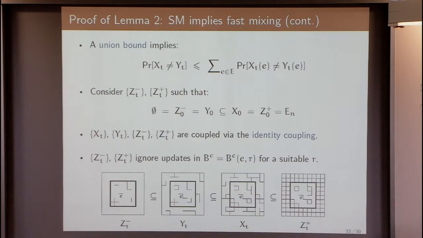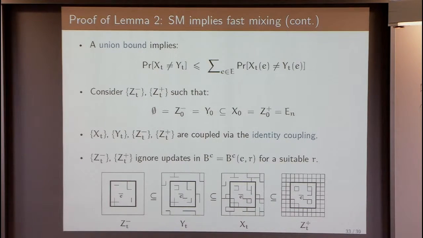Okay, so our goal is to bound the probability that X_t is not equal to Y_t. For that, by union bound, we can try to get a very good bound on the probability that X_t and Y_t disagree in each edge. To bound this probability, we will consider two additional processes, C_t minus and C_t plus. C_t minus will start from the empty configuration, just like the Y copy, and C_t plus will start from the complete configuration, just like the X_0 copy. The four copies are going to be coupled with the identity coupling. The only difference is that C_t minus and C_t plus are going to ignore the updates outside some box of radius r around the edge e.